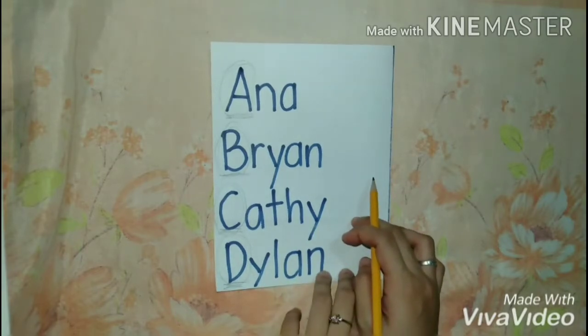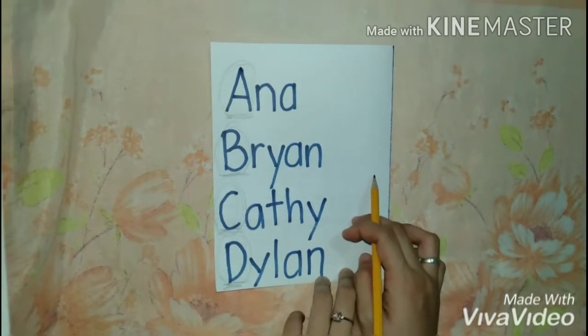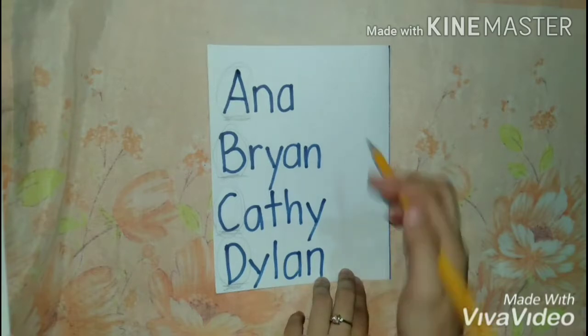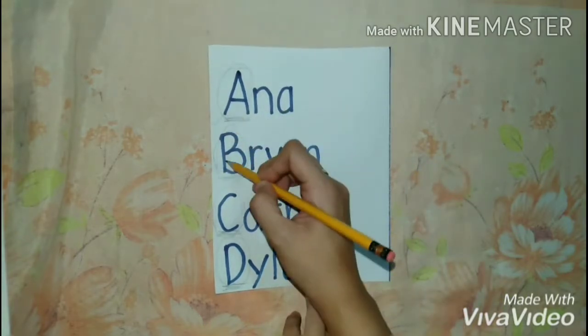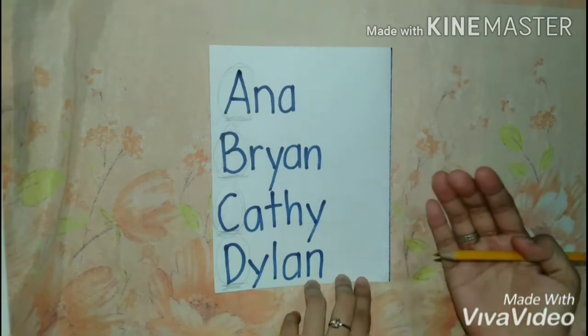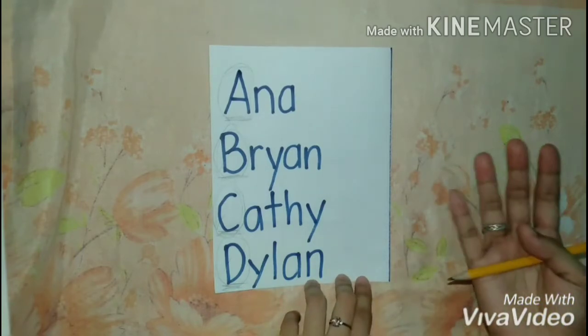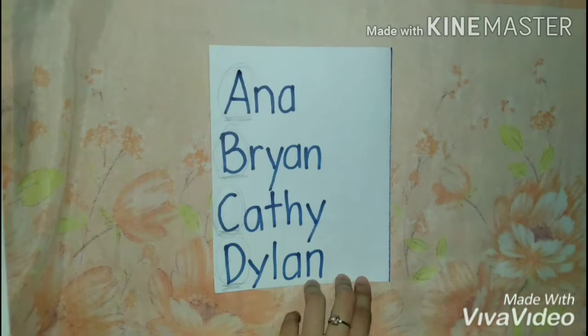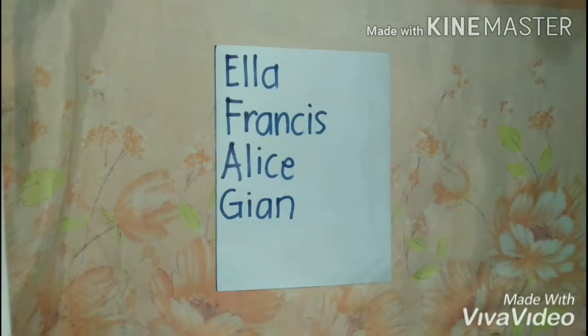So, if we were to arrange it alphabetically, you will notice that each of them was already arranged correctly. So, we don't need to arrange it according to its alphabetical order. Now, try to look at this another set of names. Unlike the first example, they are not arranged alphabetically. So, how can we arrange them correctly?